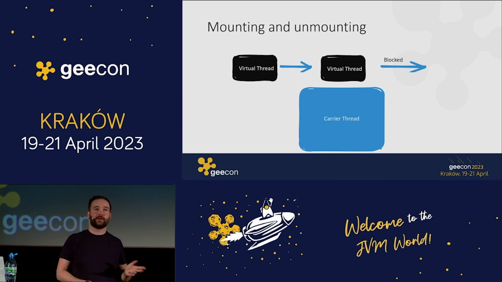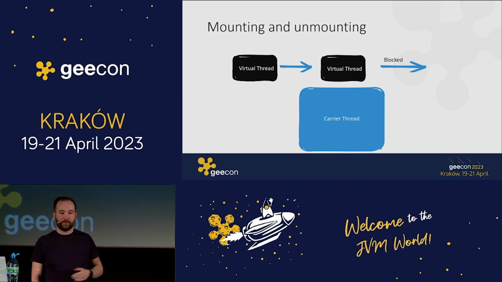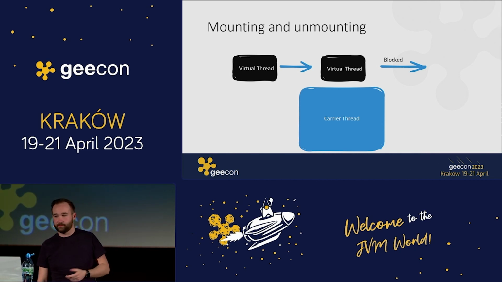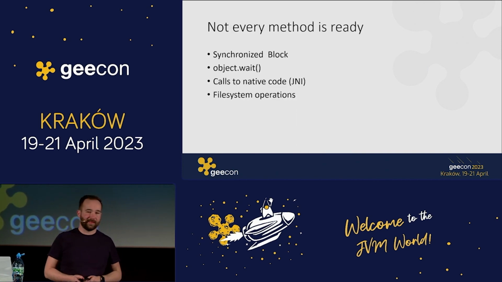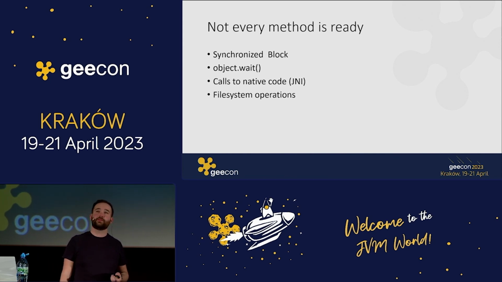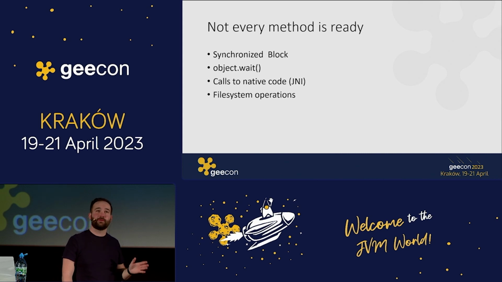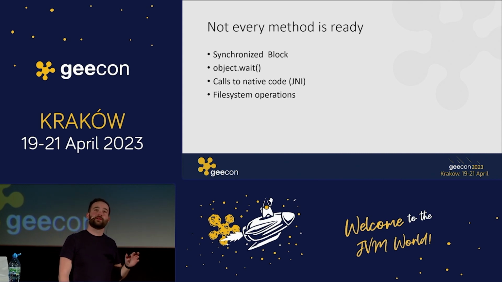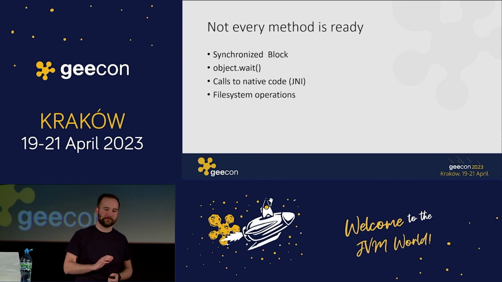So the great thing about this is that our carrier thread is now always running some work, which makes the best use of the hardware that we have available. But not every method is ready yet. When you encounter a synchronized block or an object.wait, or you make a call to native code using something like JNI, or make use of file system operations, at those points in time, your virtual thread is pinned to its carrier thread, which means that it can't be taken off the carrier thread, and it is stuck.